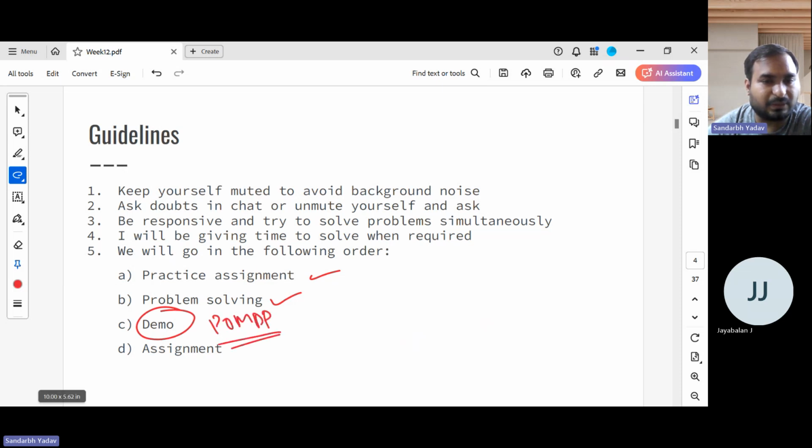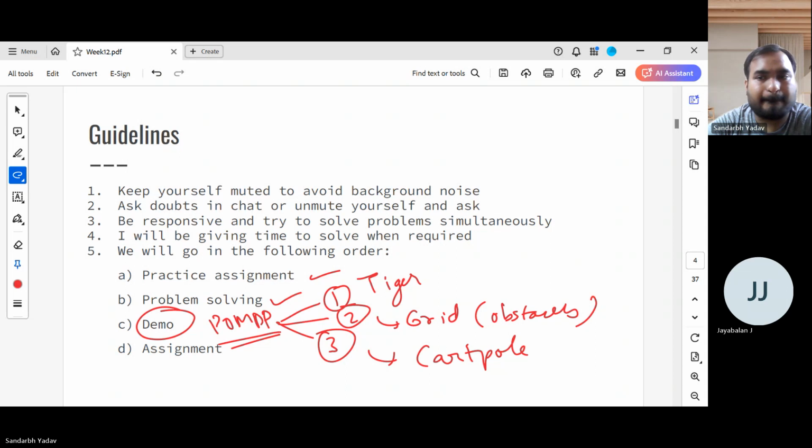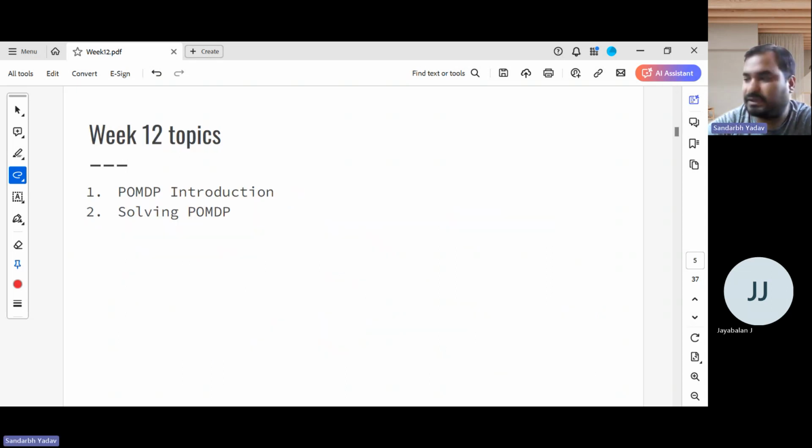I won't go rigorously into the demo because not much content has been covered for POMDP. But either way, we'll have three demos. The first one will be regarding a tiger problem. I'll introduce the problem and describe how to do it using POMDP. Then in the second one, we will tackle a grid problem. The third one will have obstacles also, and the last will be a usual cartpole problem. And then finally, we will discuss the assignment. So these are the big topics: POMDP introduction and solving POMDP.